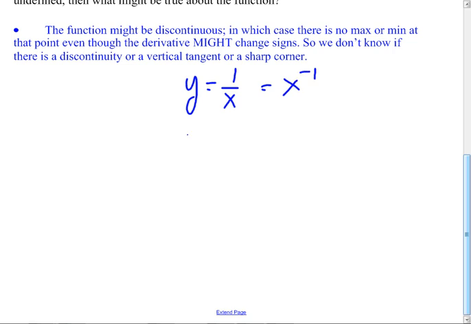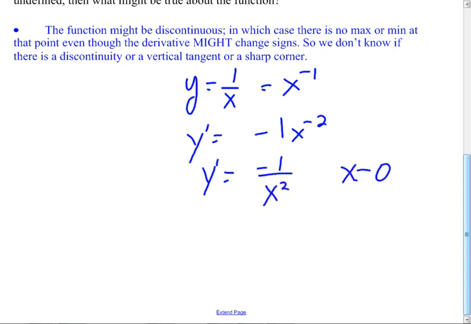Let's just do it. Remember your power rule? We haven't forgotten everything, have we? It's negative 1, x to the negative 2. And some people said, correctly, negative 1 over x squared. Well, what happens at x equals 0? The derivative is undefined. What does this graph look like?